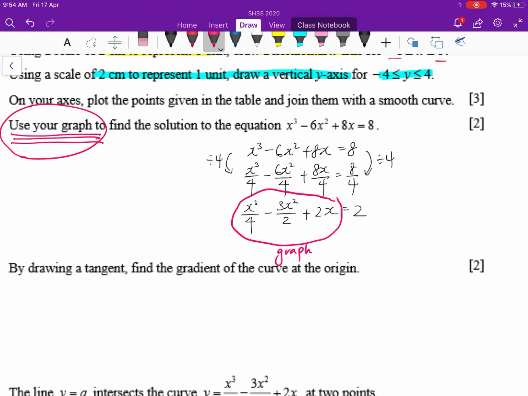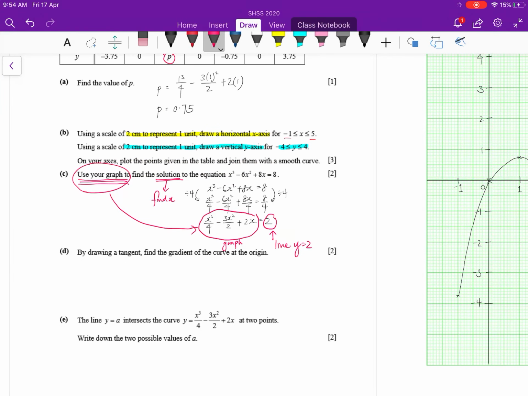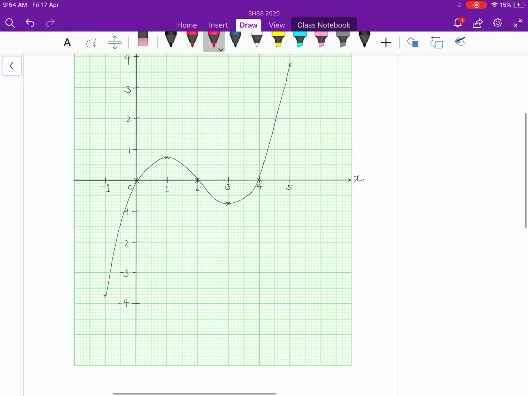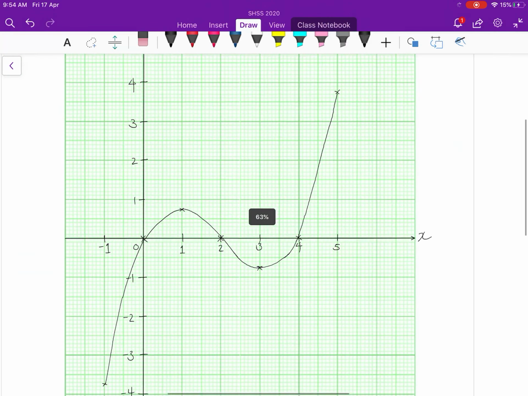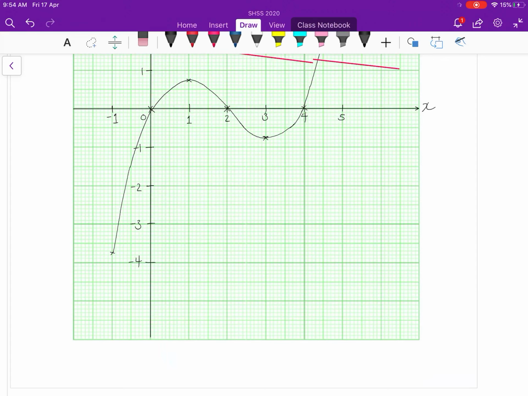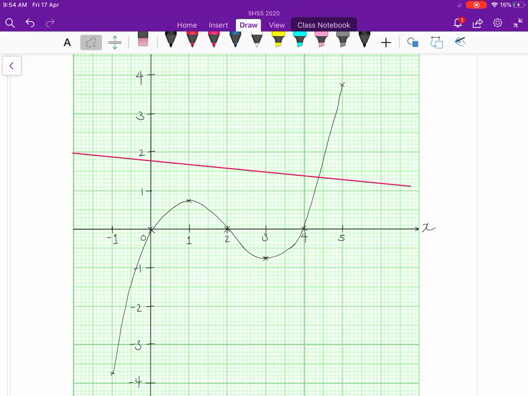You have to follow the instructions of the question. Use your graph to find the solution, which is, solution means to find x. So what you need to draw is the line y equals 2. And the intersection points will be the solution to the equation. So I need to draw a line y equals 2. y equals 2 is a horizontal line.